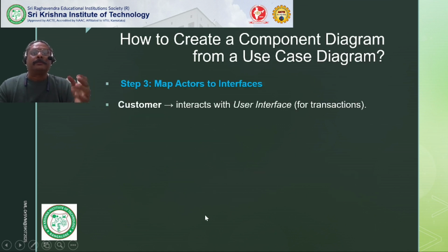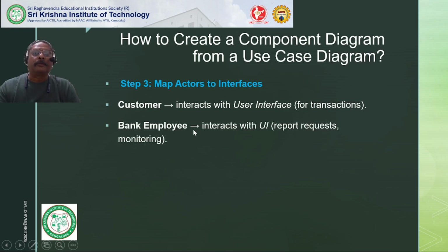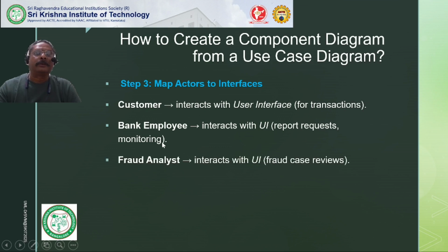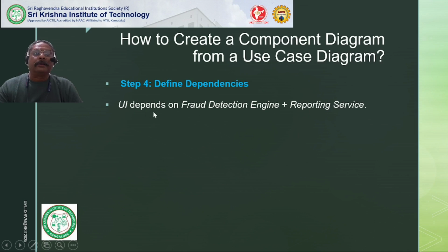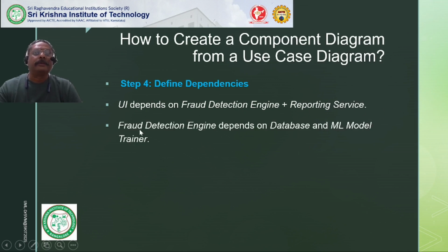Step 3 is to map the actors to the interfaces. The customer interacts with the user interface for transactions. The bank employee interacts with the UI for report requests or monitoring. The fraud analyst interacts with the UI for fraud case reviews. Step 4, define the dependencies. The UI depends on the fraud detection engine as well as the reporting service. The fraud detection engine depends on the database and the machine learning model trainer.